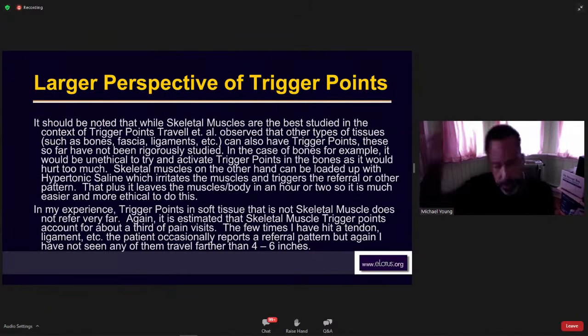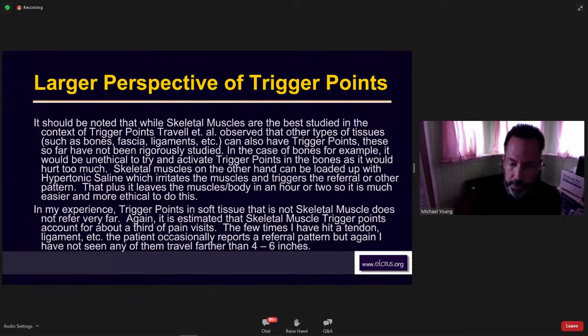In my experience, I believe I found some trigger points in soft tissue that aren't skeletal muscle, and they don't seem to refer very far. It's estimated that skeletal muscle trigger points account for about a third of pain visits. The few times I have hit a tendon, ligament, et cetera, the patient occasionally reports a referral pattern. But again, I have not seen any of them travel more than 4 to 6 inches. I wouldn't be shocked if they're there. I just haven't found them.